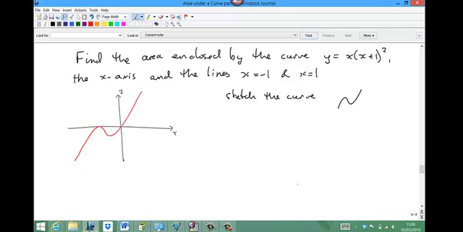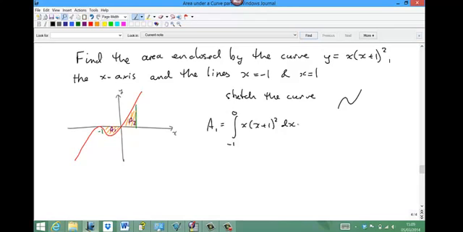So now the area is between x equal to minus 1, that is minus 1 there, and x equal to plus 1 there, and so we need this area here, and we can see that part of the area is below the x-axis, which we'll call A1, and part is above the x-axis, which we'll call A2. A1 then is the integral from minus 1 to 0 of x times (x plus 1) squared dx.